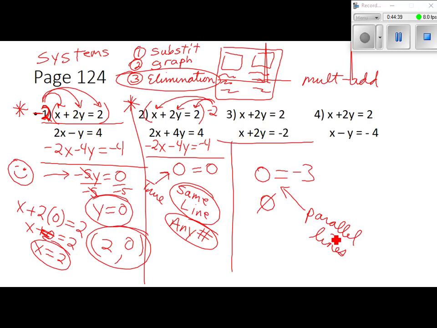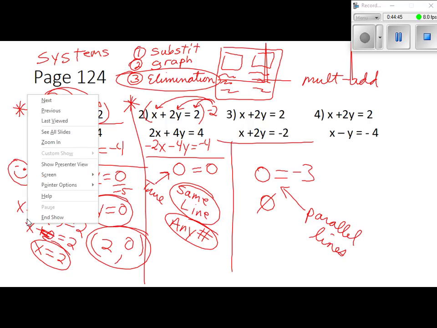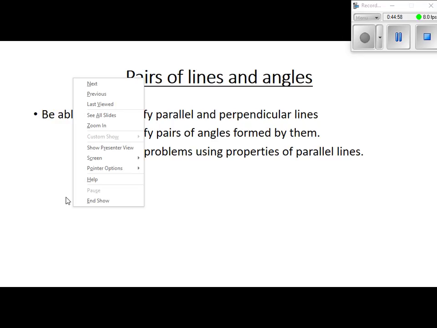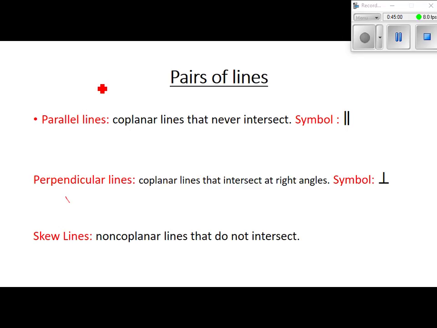So if it comes out something like that, parallel lines. Something like this, then the lines lay exactly on top of each other. Something like this, how many places are these two lines going to intersect ever? One. Only at one. No more than one. We already got this title, pairs of lines and angles. I'm going to skip over that page. Write those three down. Three different ways two lines could be related.